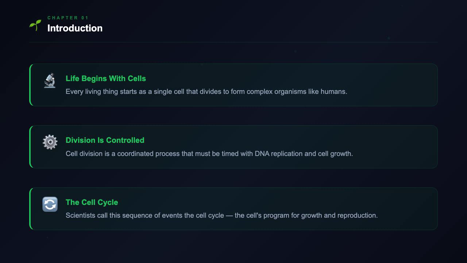For this to work, the cell must coordinate key activities. Cell division must be timed with DNA replication and growth. This ensures genetic material is copied accurately and passed on without errors. Scientists call this sequence of events the cell cycle. It's the cell's program for growth and reproduction, and understanding it is key to understanding life.